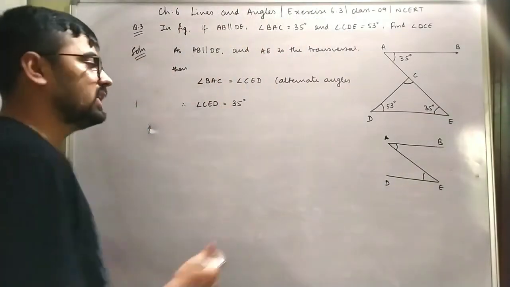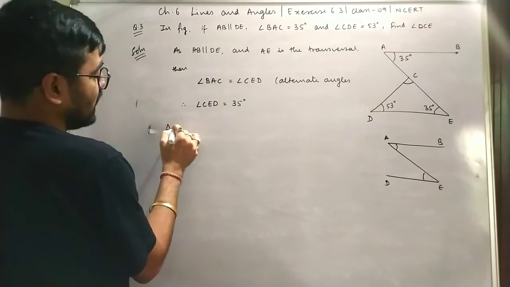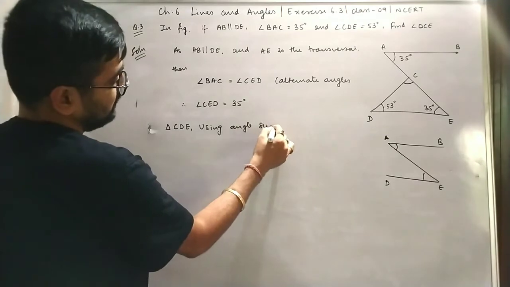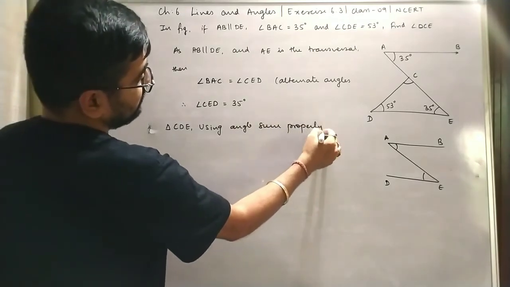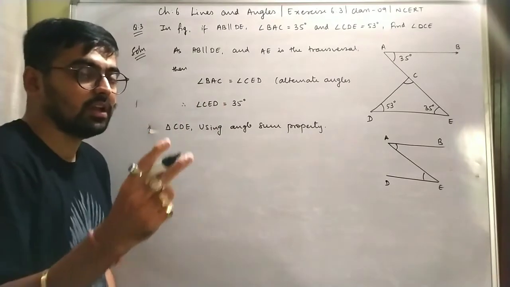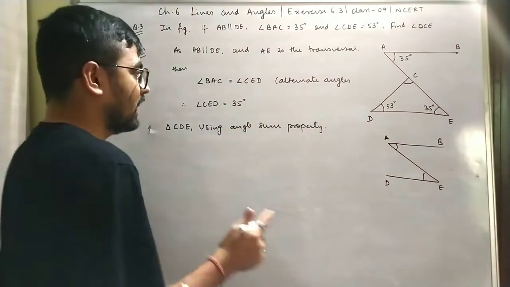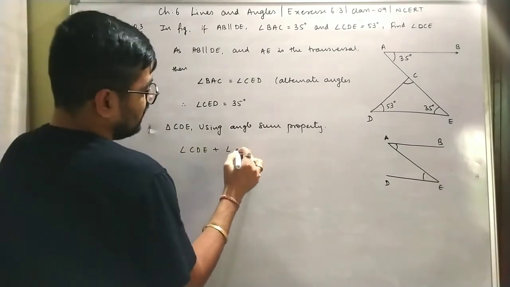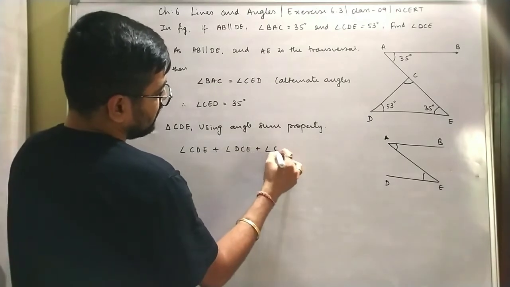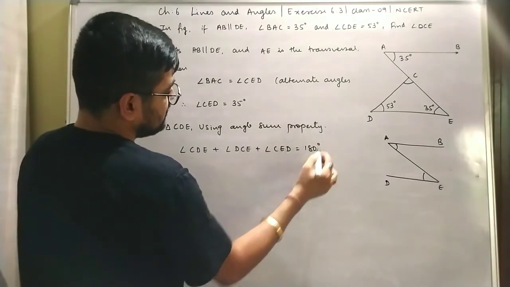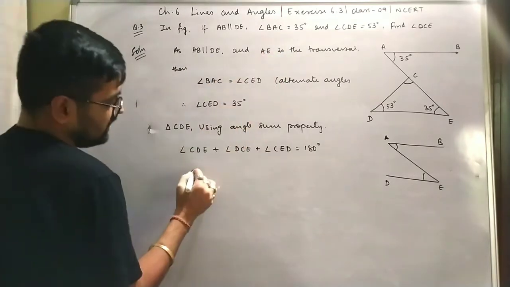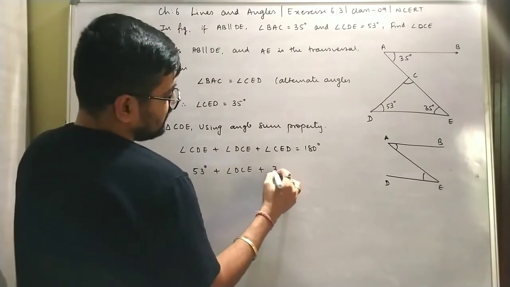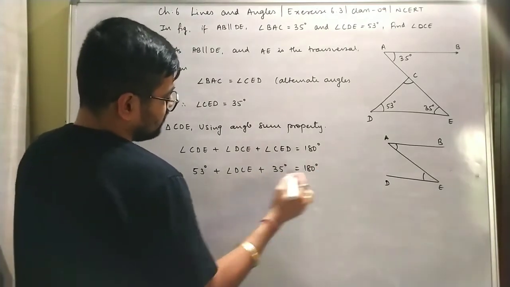Now how can I find the angle DCE? Again the same thing, in triangle CDE using the angle sum property. Always remember that if you have two angles present in a triangle, you can find the third angle with the help of the angle sum property. So angle CDE plus angle DCE plus angle CED is equal to 180 degrees. We have CDE available, 53. DCE we are interested to find. CED we got 35, and this is 180.